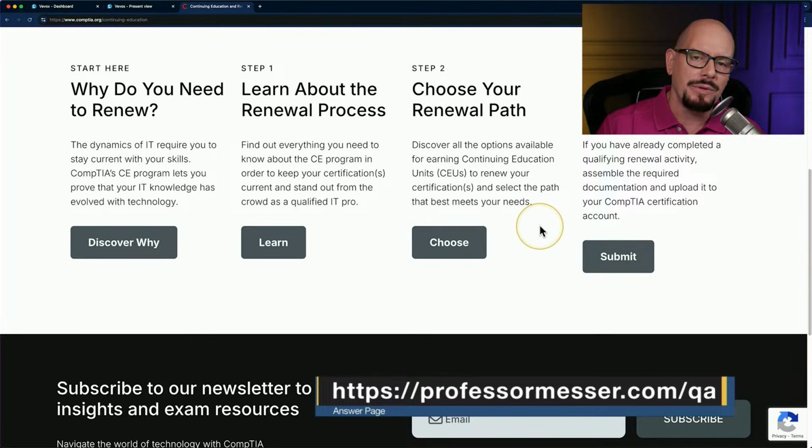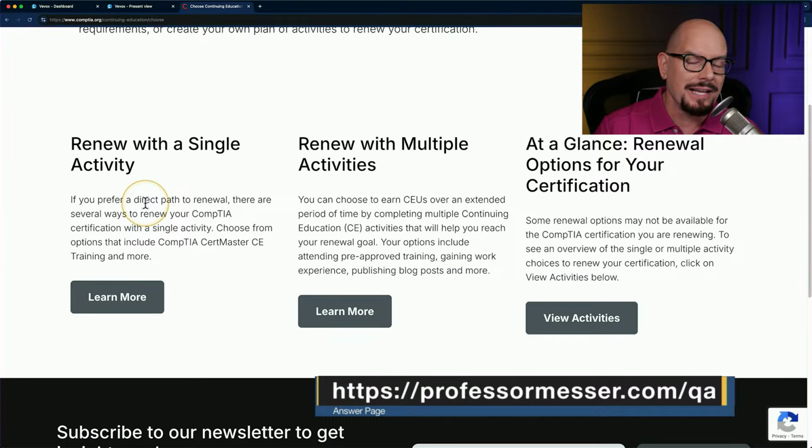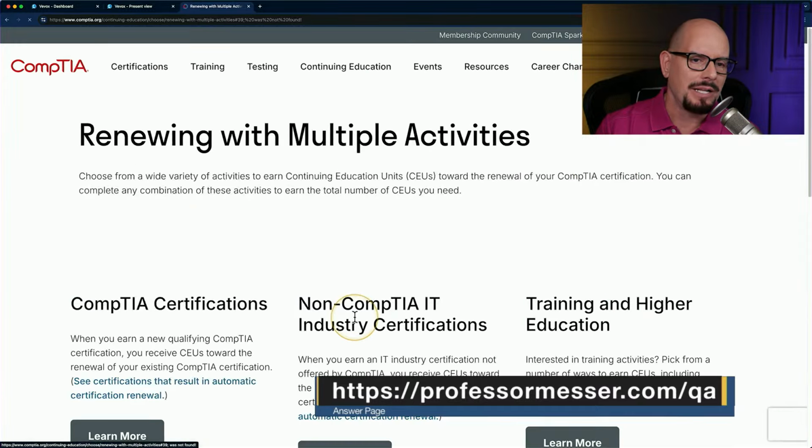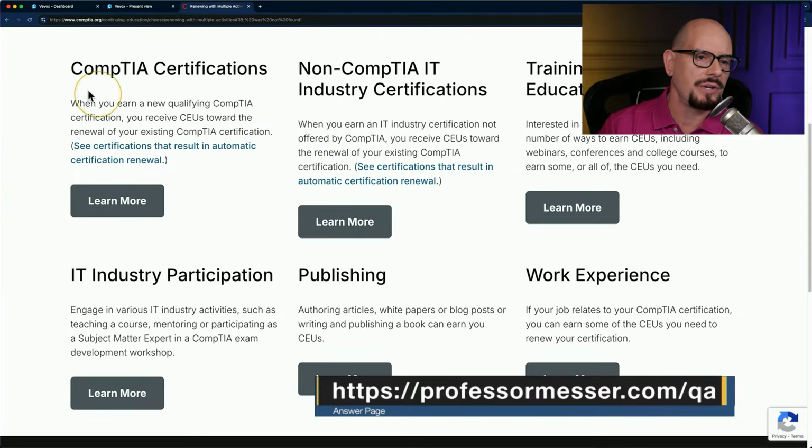The one that I would like to choose here is step 2, choose your renewal path, because you can do things like renew with a single activity. That's not what we're doing today. Renew with multiple activities. That's what we're talking about doing, or other options that might be available. We mentioned some of those. I'm going to click on renew with multiple activities, and you can see there are lots of different things you can do: earn a CompTIA cert, earn a non-CompTIA cert, training and higher education, industry participation, publishing, and work experience.